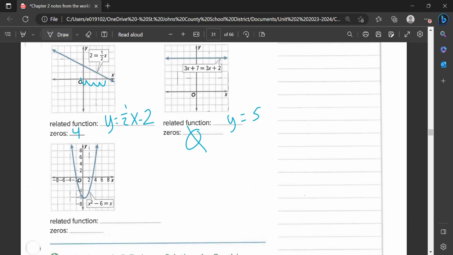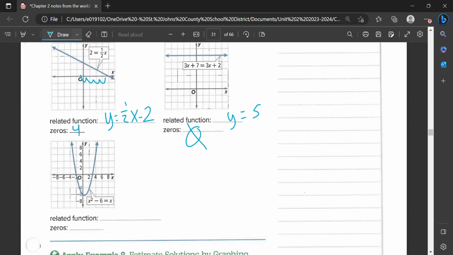Okay. Then if I scroll up a little bit, you're going to get right here 2 zeros at 3 and -2. And the function would be x squared minus x minus 6 equals y. Typically you put the y first, so I'll do that right now. Just didn't really have much room over here, but there we go. And again, the zeros are -2 and 3. Okay. Hopefully you got that.